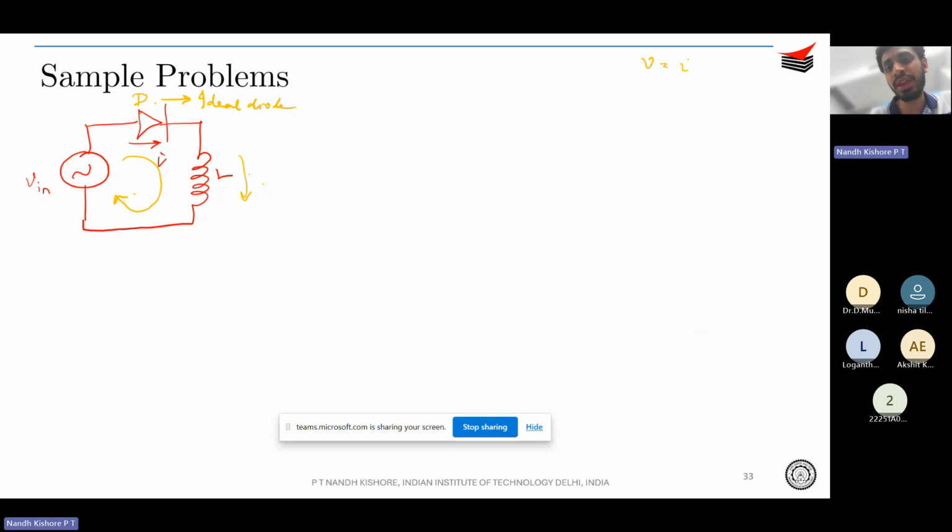So you have V is equal to IR. This is the voltage and current relationship in a resistive load. Correct? So for an inductor, V equal to L di by dt. So VL is equal to L into dIL by dt.